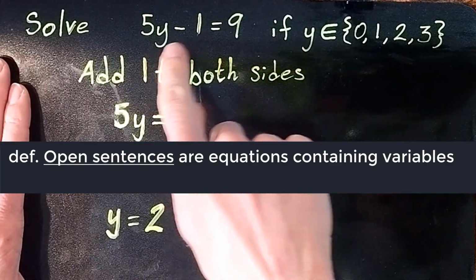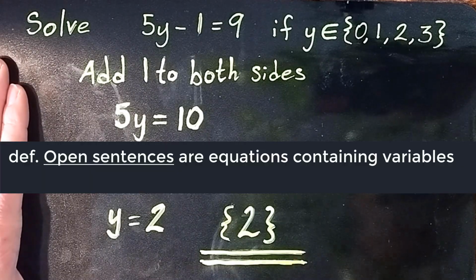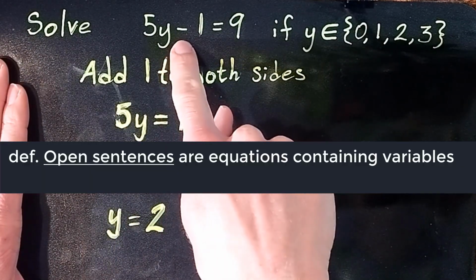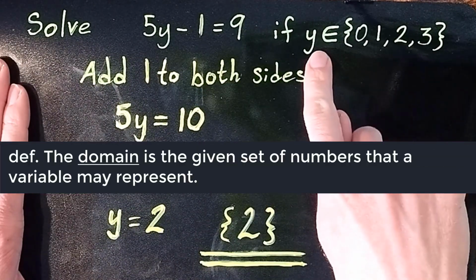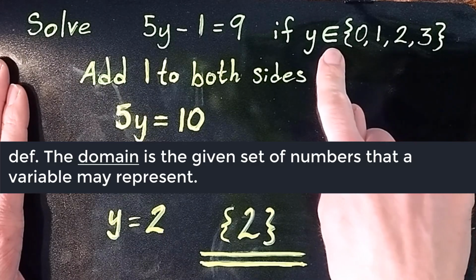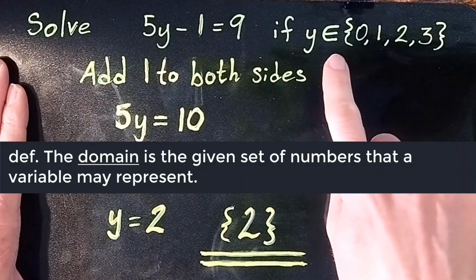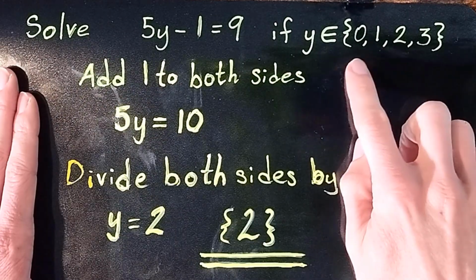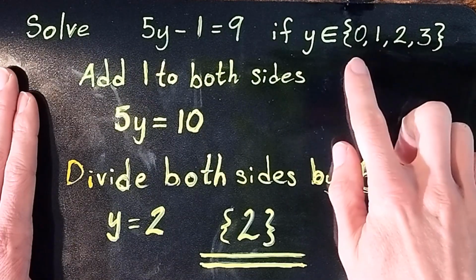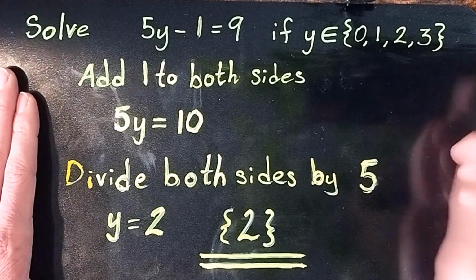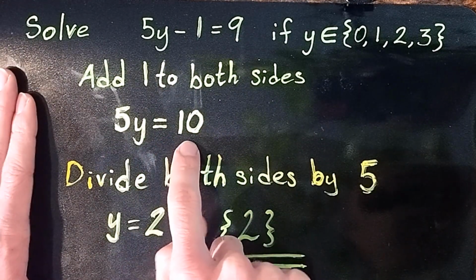Another name for an equation with a variable, like I have here, is called an open sentence. In this example, I need to solve 5y minus 1 equals 9 if this is the domain of y. This here is the element symbol. I'd say y is the element of this set, or y belongs to this set. In other words, I have choices to choose from for values of y, because y can represent 0, 1, 2, and/or 3.